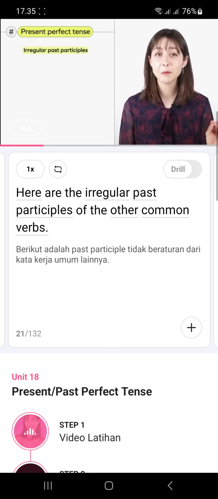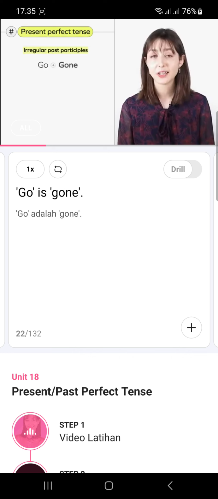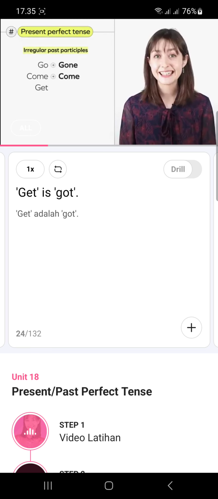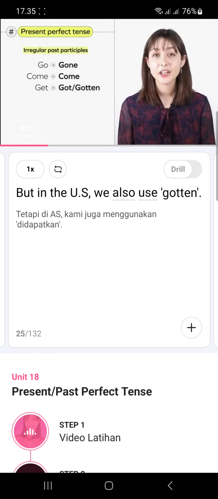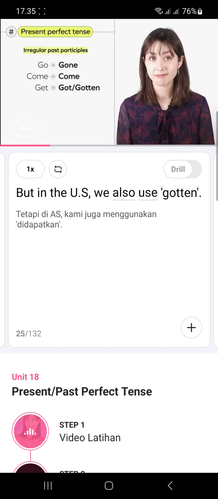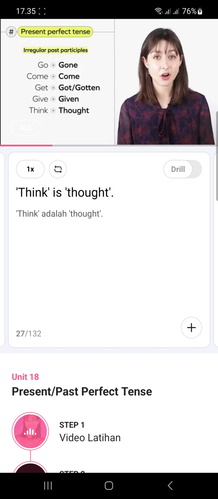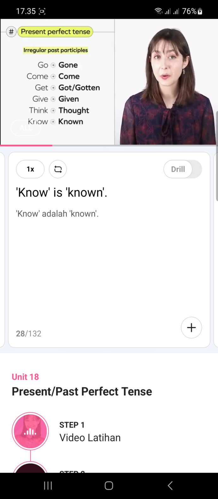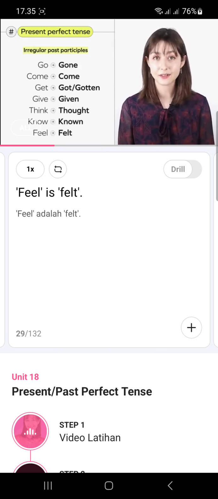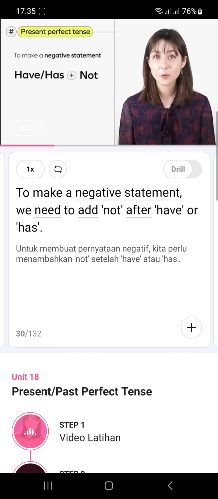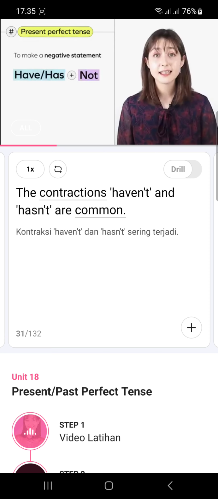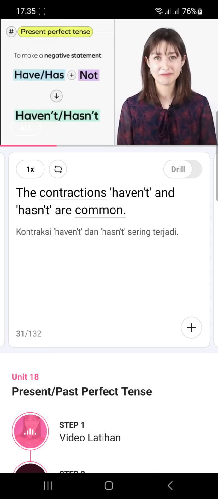Here are the irregular past participles of the other common verbs. Go is gone. Come is come. Get is got, but in the US, we also use gotten. Give is given. Think is thought. Know is known. Feel is felt. To make a negative statement, we need to add not after have or has. The contractions haven't and hasn't are common.